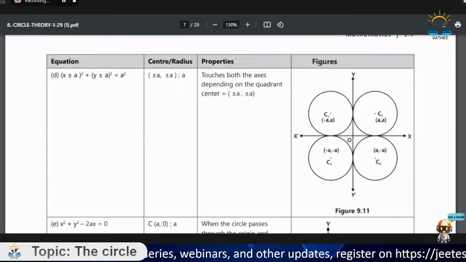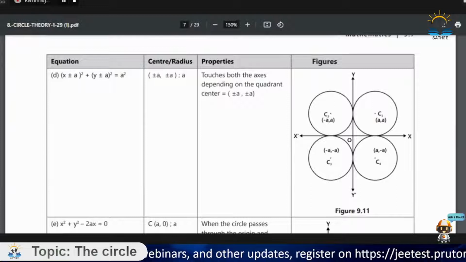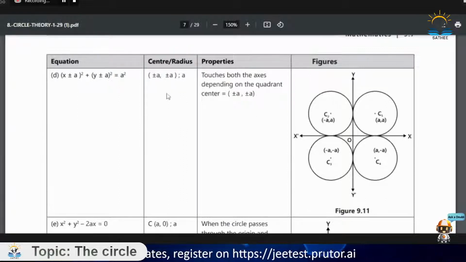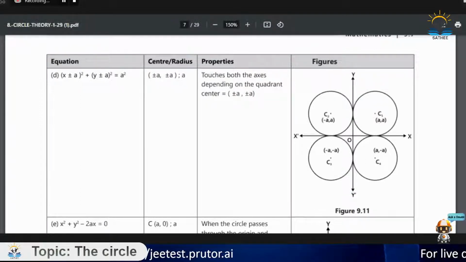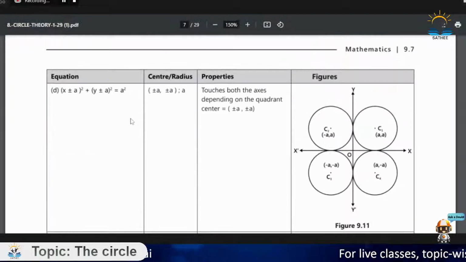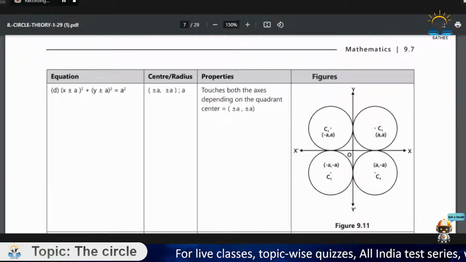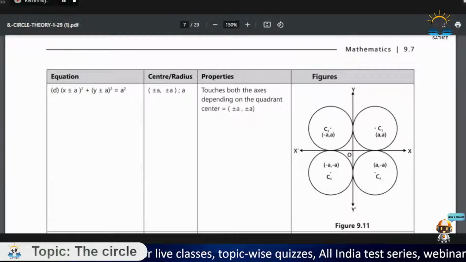Now suppose the radius is a and we have the centers of this form. Suppose we have the center (a, a). The circle would be in the first quadrant and it would be touching both the axes. Now suppose the center is (a, minus a), then the circle would be in the fourth quadrant and it would be touching both the axes. For these we have these circles, and we can write the equation of the circle very simply by the standard form of the equation. So we see how the standard form of the equation makes our job easy. And what is the standard equation of the circle?